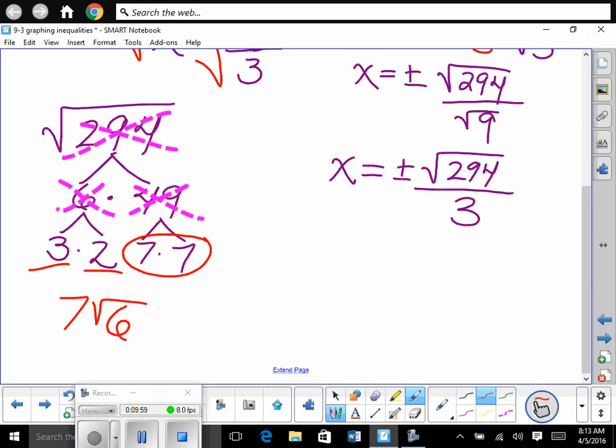Okay, we're almost done. We have x is equal to plus and minus 7 square root of 6. This simplified to be 7 square root of 6 all over 3. Now my question for you is, can you take this 6 under the square root and divide it with 3? No. Wrong. You cannot. Good. Not wrong. Right? You cannot.